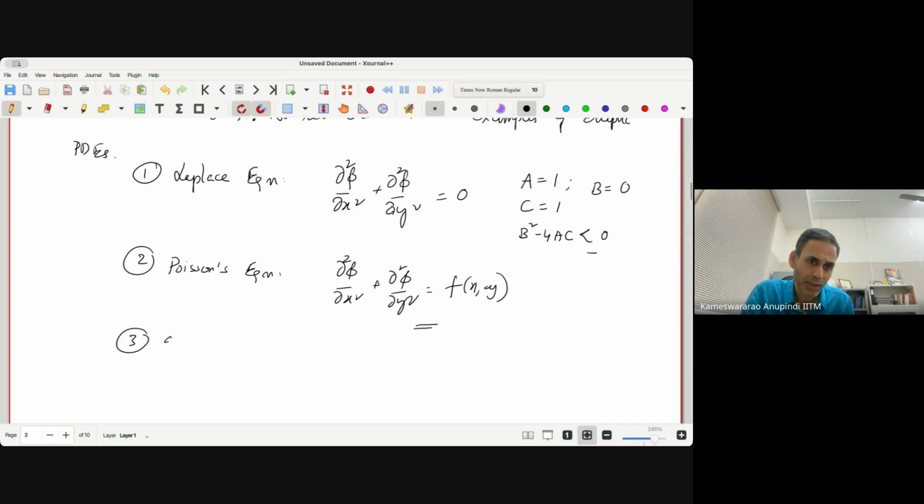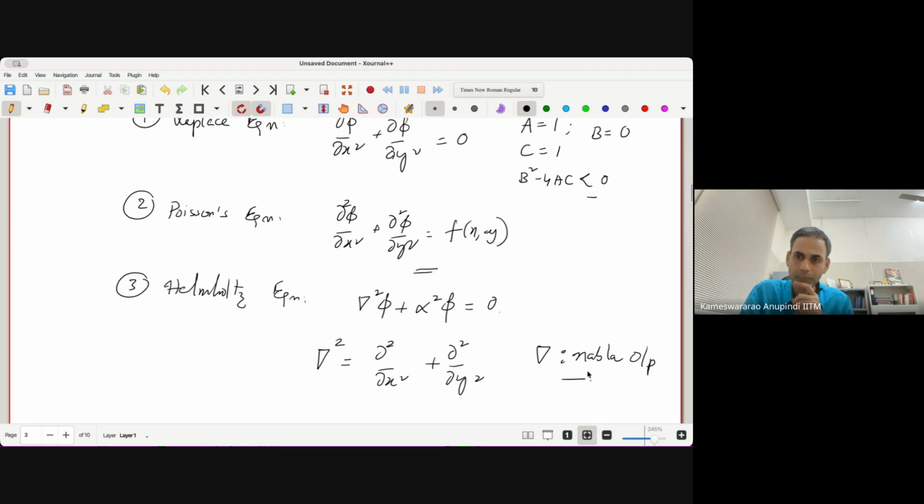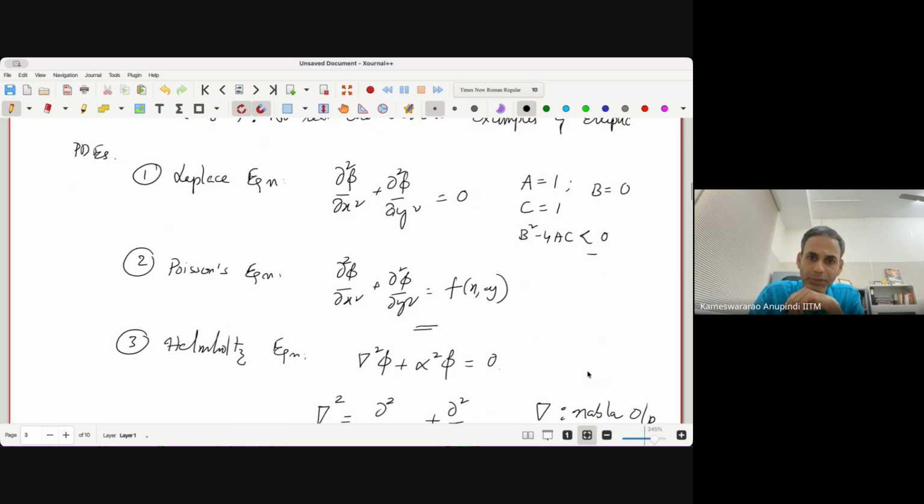Another third example is the Helmholtz equation, which is del square phi plus alpha square phi equals 0, or it can be something on the right hand side, where delta or del square refers to dou square by dou x square plus dou square by dou y square. So delta is the nabla operator. Fine. So these are a few examples of elliptic partial differential equations.